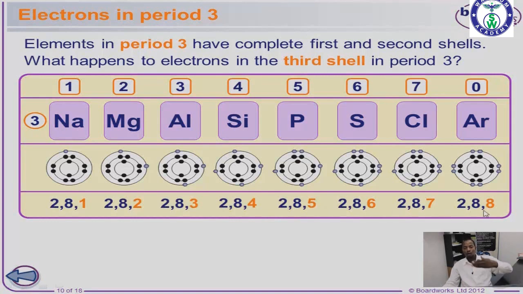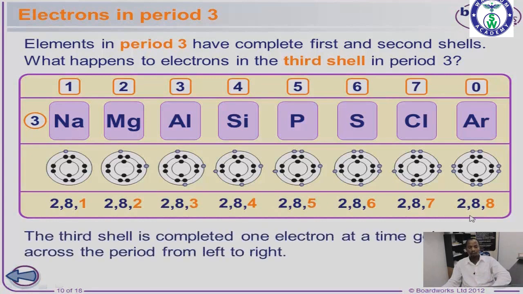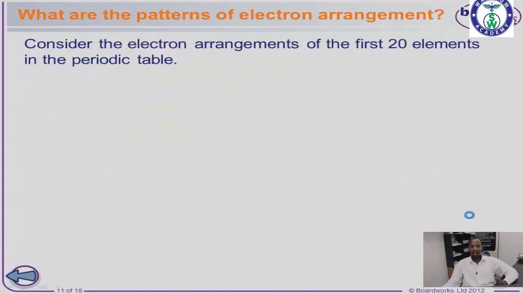Now, beyond this, it goes to period 4. It will now be 2, 8, 8, 1. That will be in period 4. Remember, in period 2, we have 2,1, 2,2, 2,3, 2,4, 2,5, 2,6, 2,7, 2,8. Then the next electron goes to period 3. After period 3 is completed, the next electron goes to period 4. Okay, great. This is how electrons are arranged in the periodic table and in the atom.